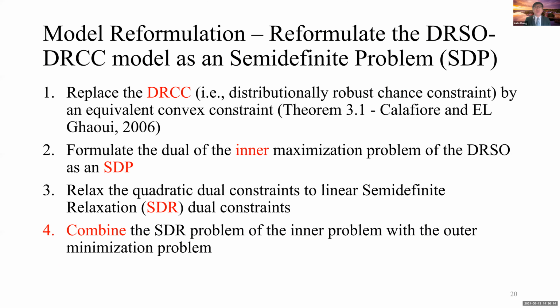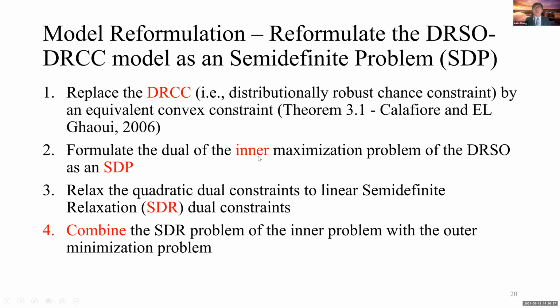Even if you cannot directly solve this problem itself, you have to reformulate it so that it can be solvable. So we reformulate the problem as a semi-definite problem. First we deal with the DRCC, the distributionally robust constraint, and based on a theorem in the literature, we reformulate it as an equivalent convex constraint. I do not detail it here.